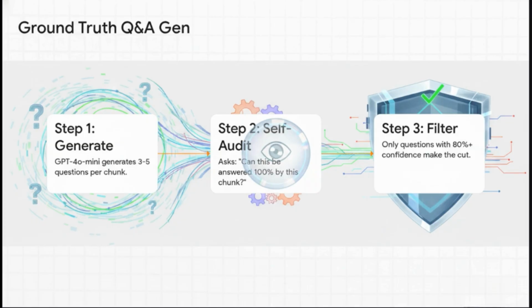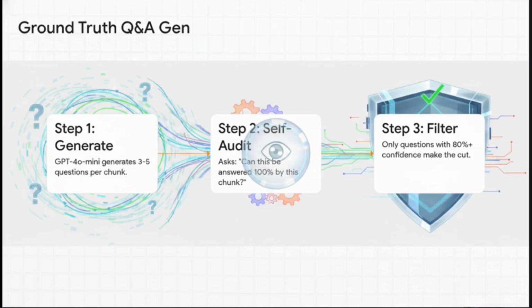Okay, next up, the fix for hallucination soup. This is really cool. It doesn't just process text, it creates these battle-tested question and answer pairs. It actually uses an AI to generate questions for each chunk. But, and this is the critical part, it then forces the AI to audit itself. It asks, can I actually answer this question using only this text? If the confidence isn't super high, that Q&A pair gets thrown right out.